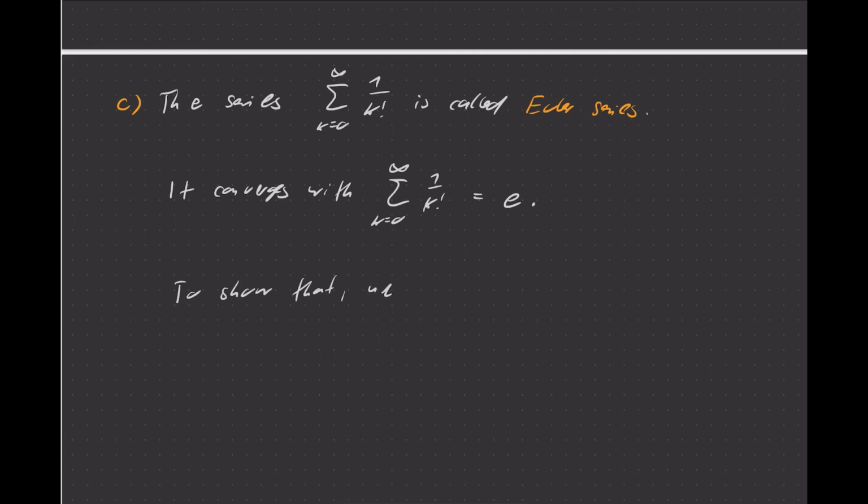To show that, we'll use the sandwich theorem. So what we have to do is find two sequences that enclose this series from below and from above. And then we'll have to argue that both of these sequences converge to Euler's number. So the enclosed sequence, the sequence of partial sums of this series, also converges to Euler's number.